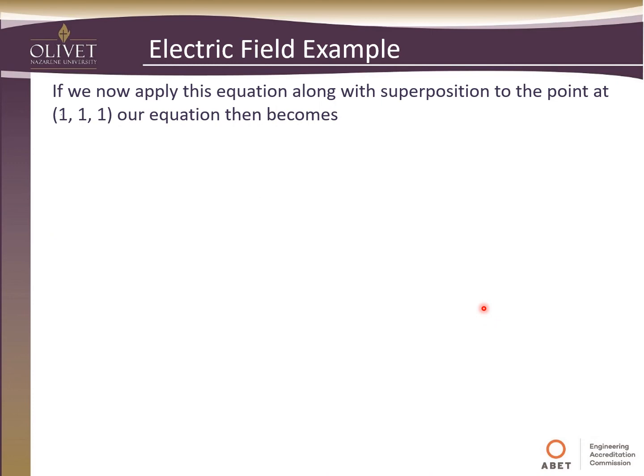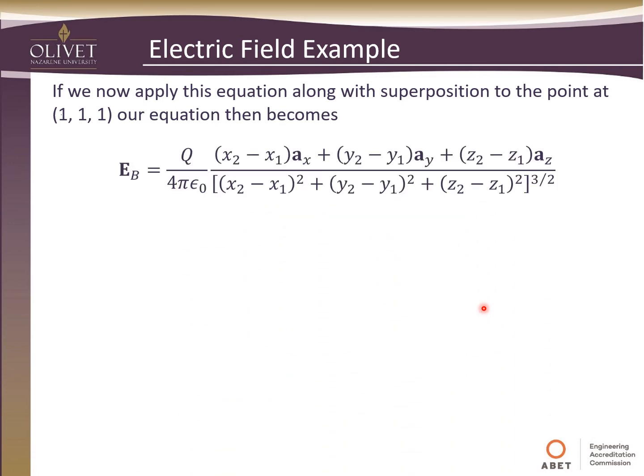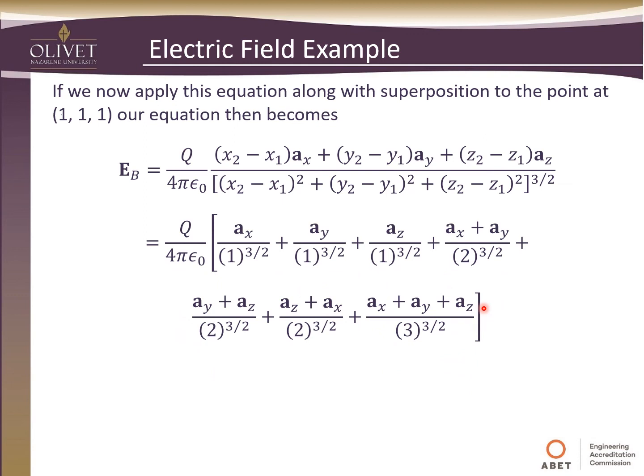So if we apply this to our general situation, we'll just arbitrarily pick and use superposition at the point 1, 1, 1. Our equation then becomes, again using this general form of the equation here. And this is where we're applying all these coordinates for all the different points here. And so you can see we have quite a few contributions. Should be 7: 1, 2, 3, 4, 5, 6, 7 contributions from the 7 other charges.